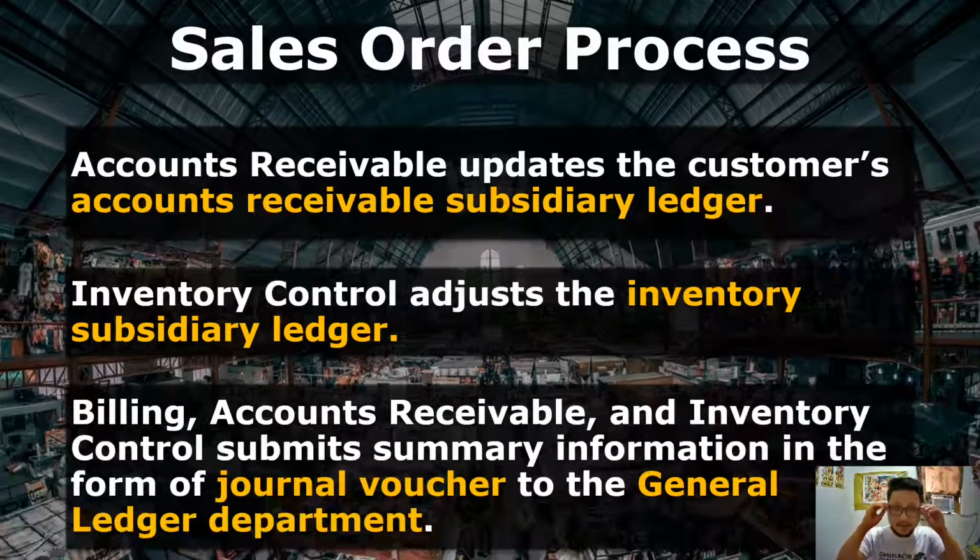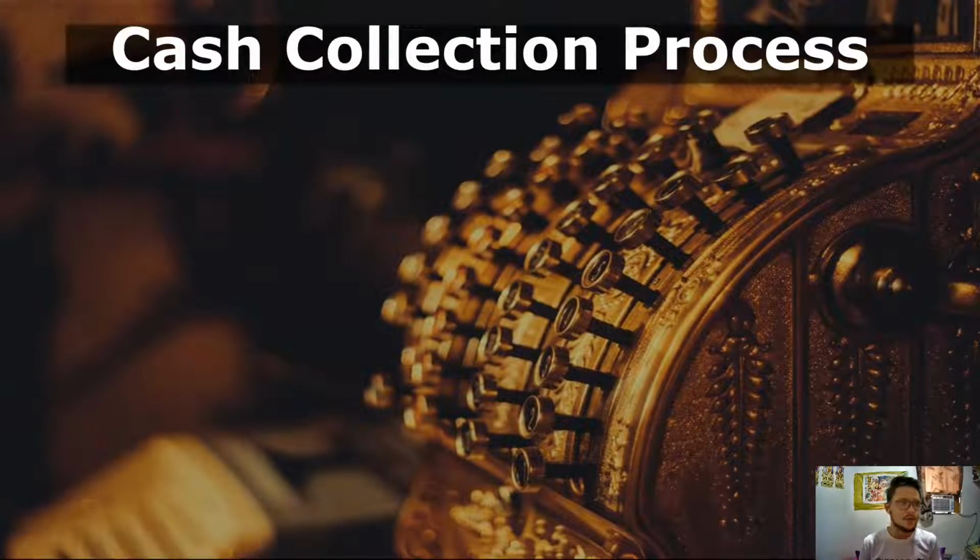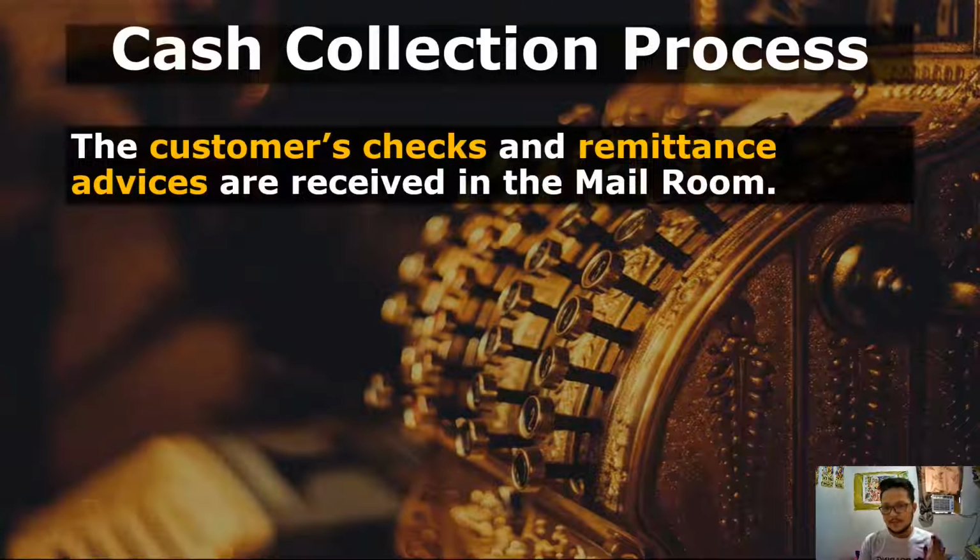Now let's go to the second one. Let's go with our financial phase, the cash collection cycle. Our cash collection cycle will start now. We will pick up from the end of our sales order processing, which is when we have already delivered the items to the customer. And then for some time, the customer will be waiting to pay it until such time that it becomes due. And come the due date, we would now expect that the customer will give us the payment check and remittance advice. And these are received in the mailroom.